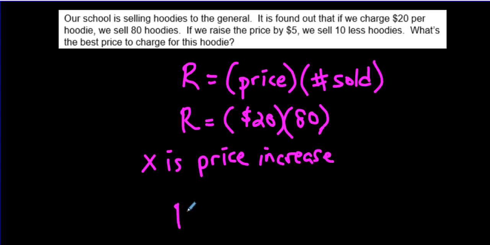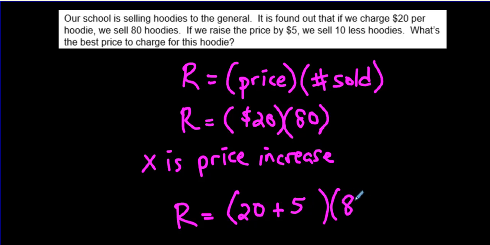Okay, so let's try this again. If we take $20 and we increase the price by $5, we sell 10 less hoodies. They used to sell 80 hoodies. Now they're going to sell 10 less hoodies. Now, what happens if you raise the price once? Well, then you would have $25 and you would sell 70 hoodies.